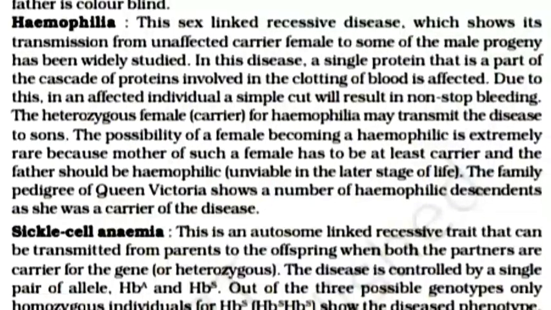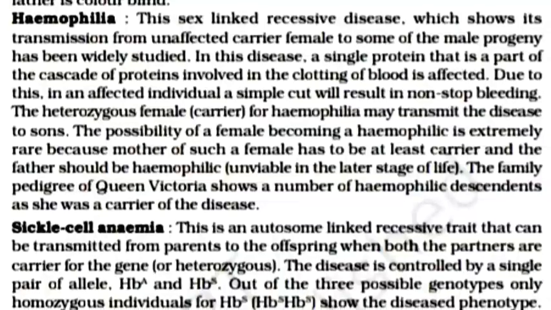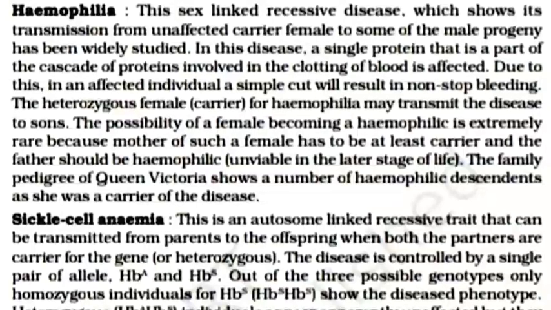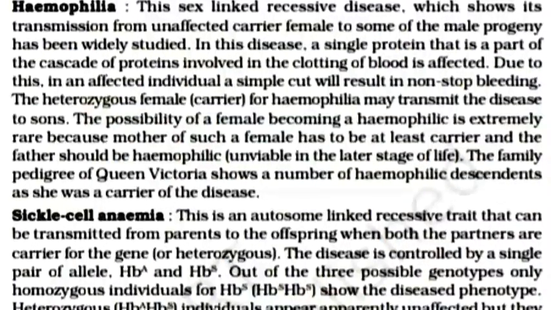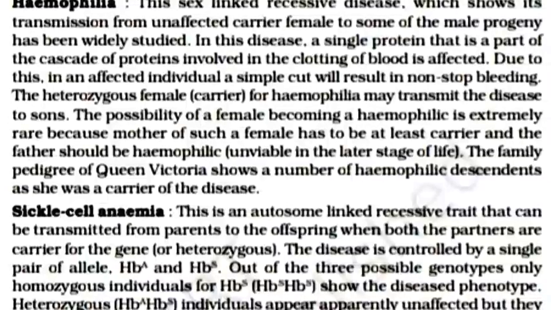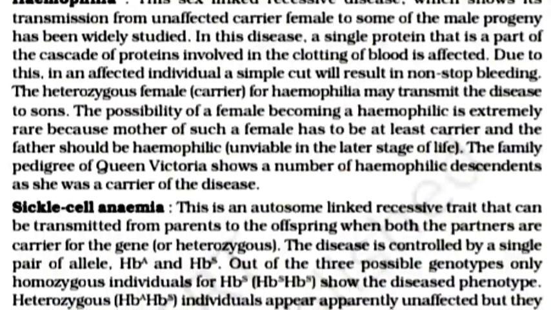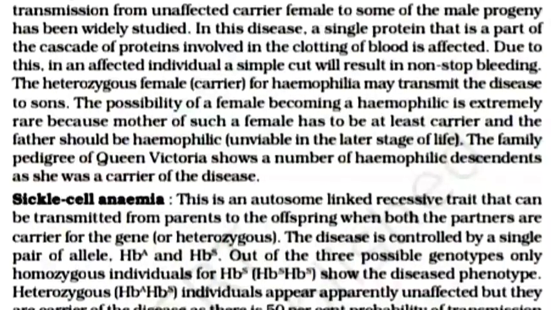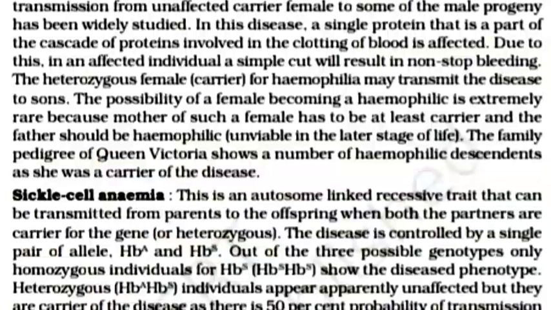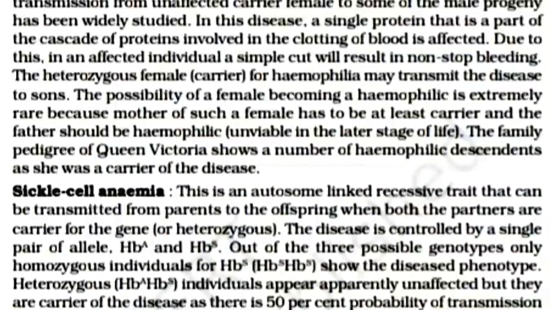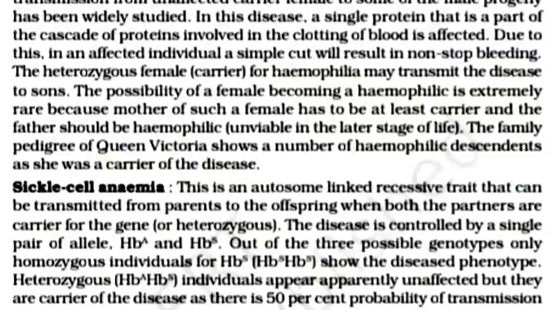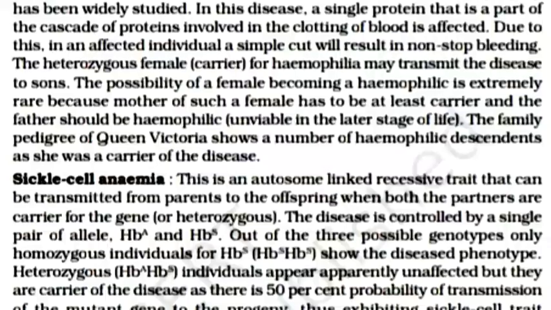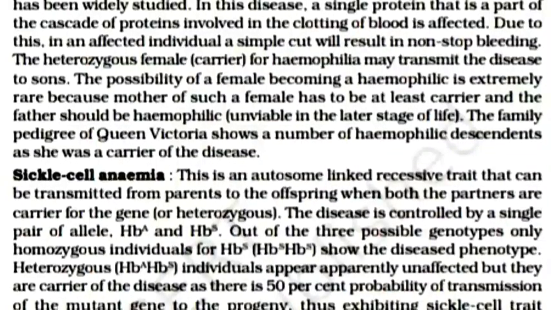The possibility of a female becoming hemophilic is extremely rare because the mother of such a female has to be at least a carrier and the father should be hemophilic, and such females are unviable in the later stage of life. The family pedigree of Queen Victoria shows a number of hemophilic descendants as she was a carrier of the disease. Sickle cell anemia. This is an autosome-linked recessive trait that can be transmitted from parent to offspring when both the partners are carriers for the gene or heterozygous.